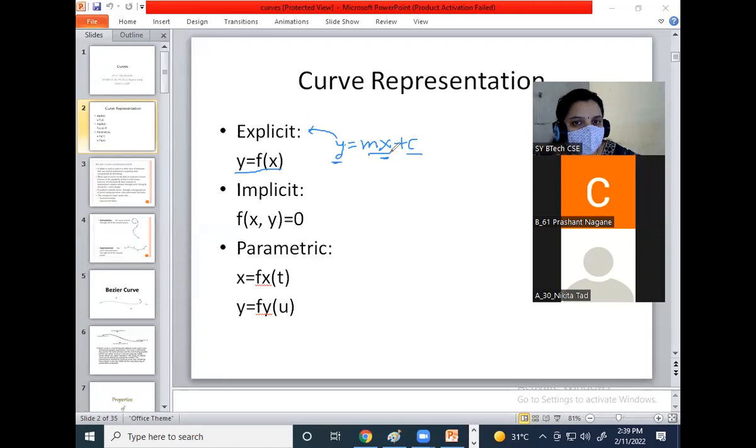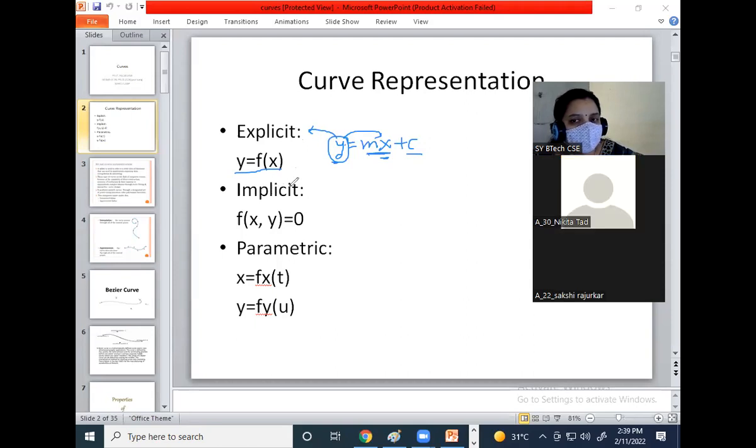Here we have taken the benefit of a single parameter. That is, here y is the dependent variable on x. X is called independent, right? Because as x is changing, your y is also changing. So x is called the independent variable, whereas y is called the dependent variable.